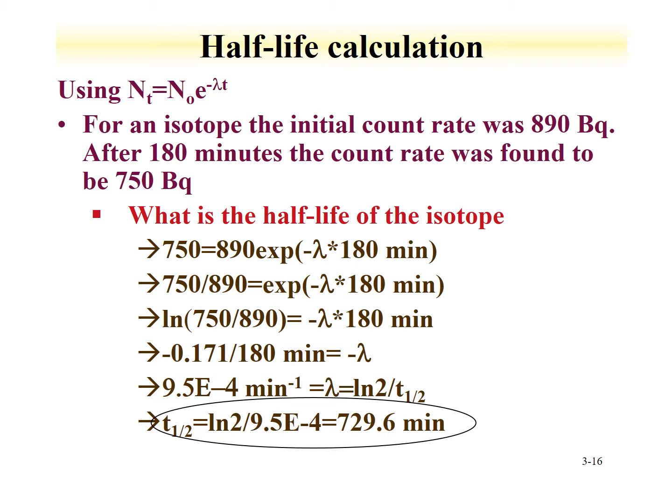So the half-life is equal to 729.6 minutes. I could also ask you, okay, how would you describe the error in this study? Well, you need some information. If the count was 750 becquerel, you need to say how long it was counted and what the efficiency of the detector was. Ideally, you'd like to go somewhere between 1,000 and 10,000 counts.